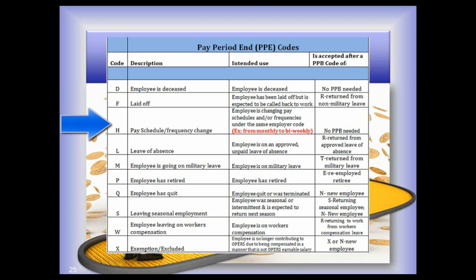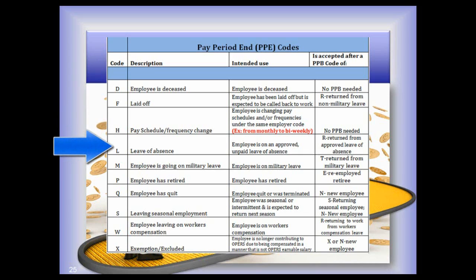The next pay period end code is H, pay schedule or frequency change. The intended use here is the employee is changing pay schedules or frequencies under the same code, just like our example before, say from monthly to biweekly.